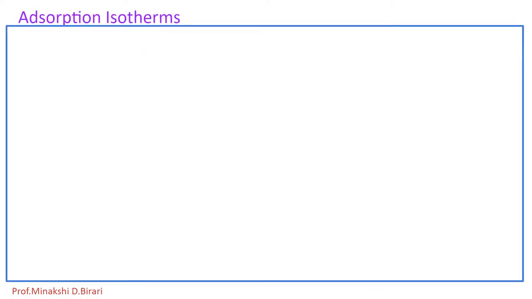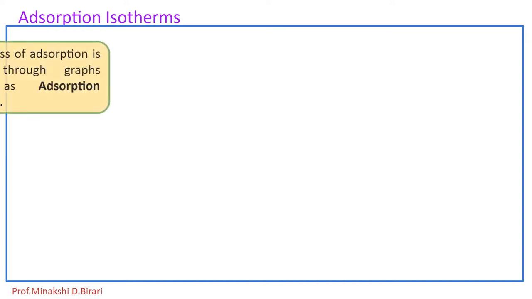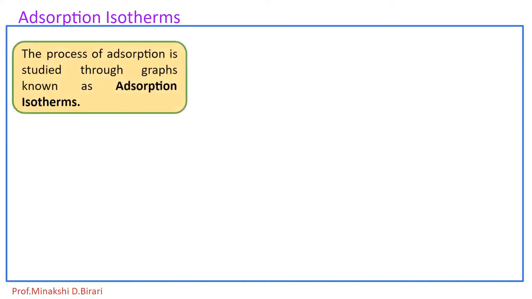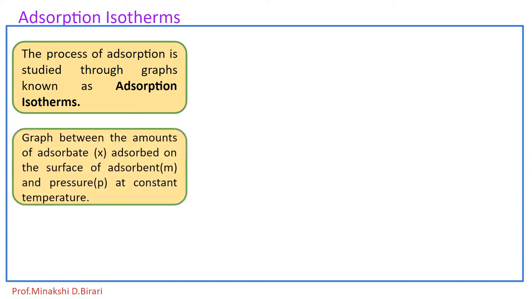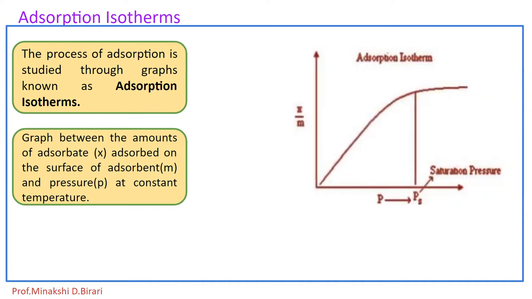Now what about adsorption isotherms? The process of adsorption is studied through graphs. It is known as adsorption isotherms. It is a graph between the amount of adsorbate adsorbed on the surface of adsorbent and pressure at constant temperature. So the process of adsorption which is studied through graphs is called adsorption isotherm.